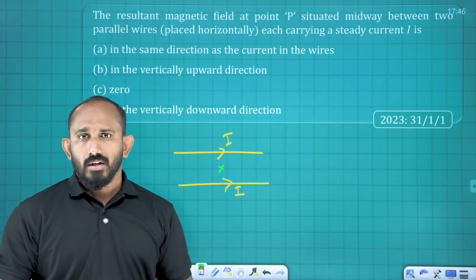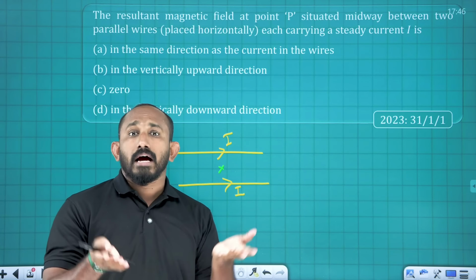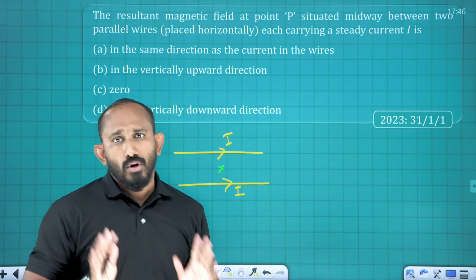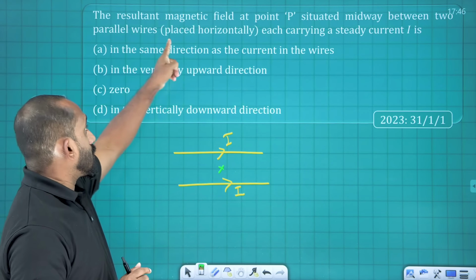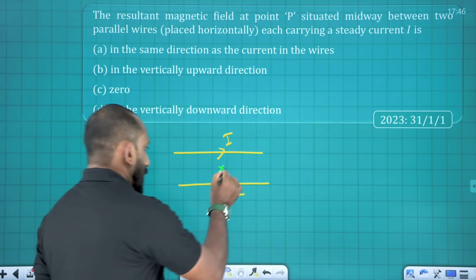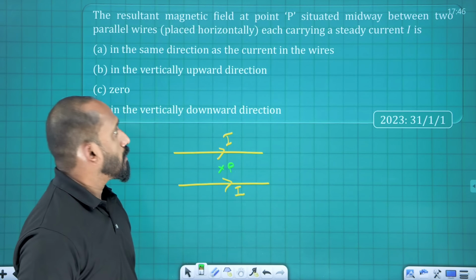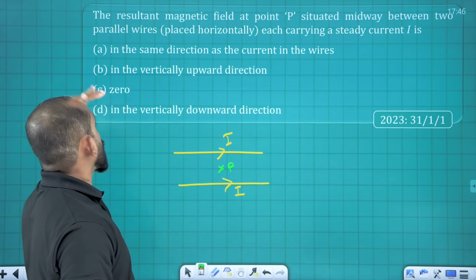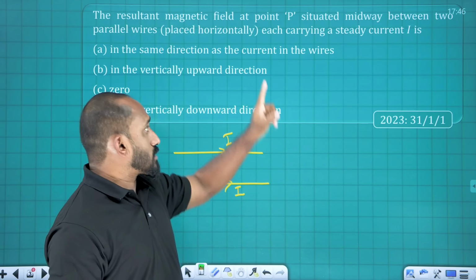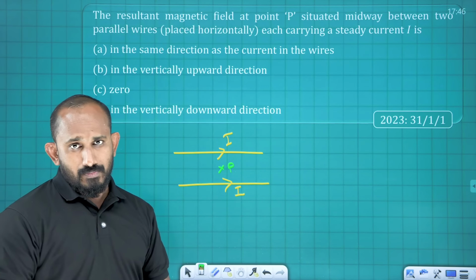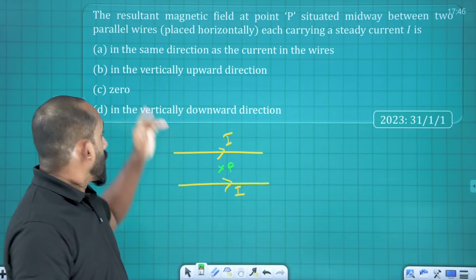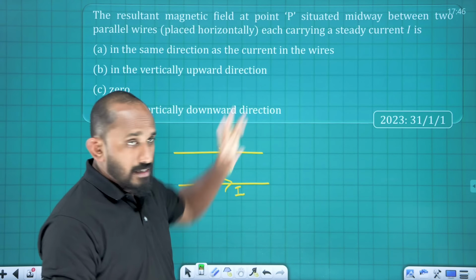You have to check the direction only, whether they will be added up or they have to subtract. So, the resultant magnetic field at point P, situated midway between two parallel wires, each carrying a steady current I, is: option C, in the same direction as the current in the wires.